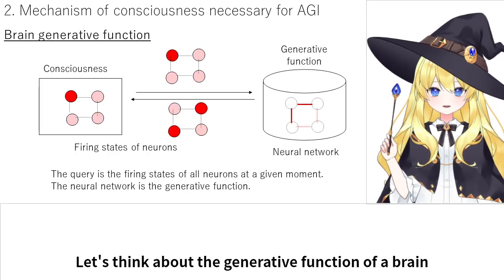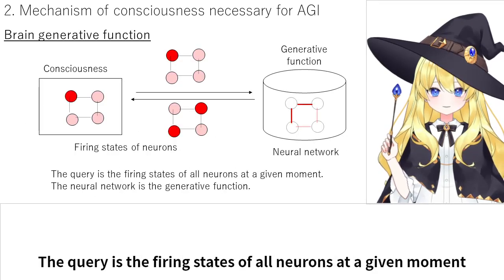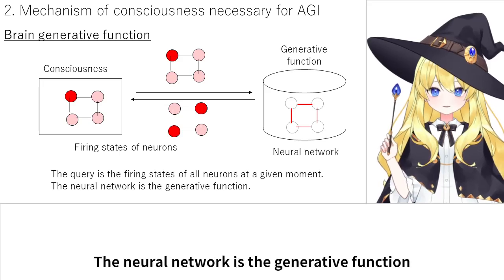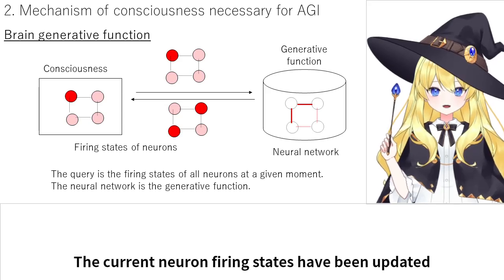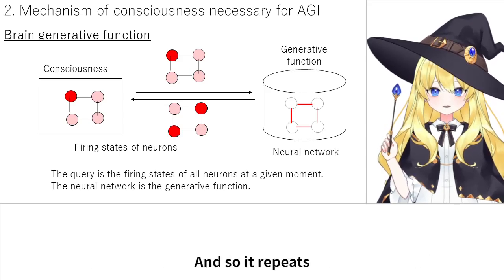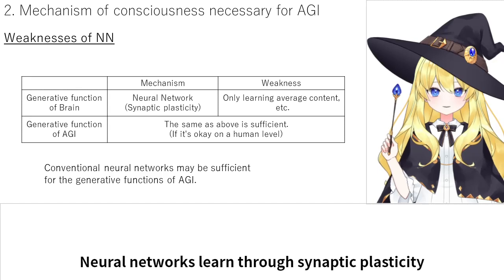Let's think about the generative function of a brain. The query is the firing states of all neurons at a given moment. The neural network is the generative function. The generative function outputs the firing states of all neurons. The current neuron firing states have been updated. And so it repeats.